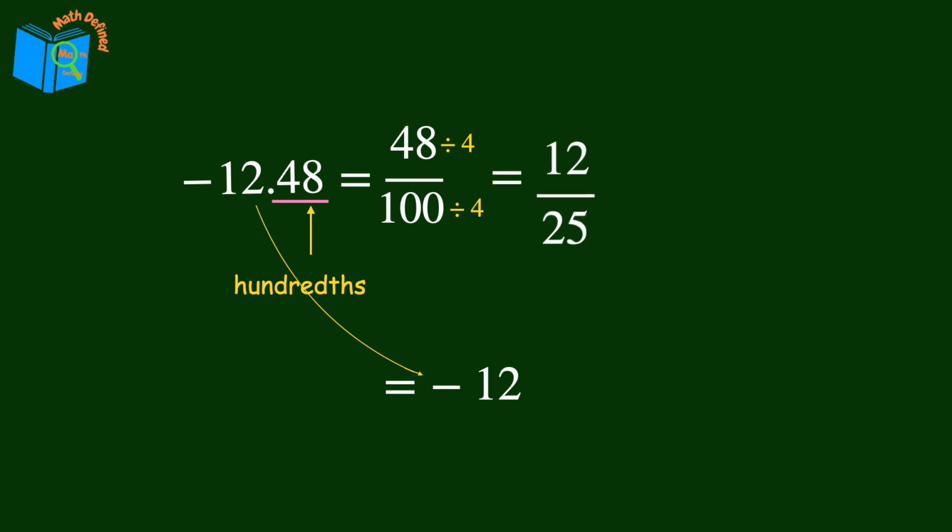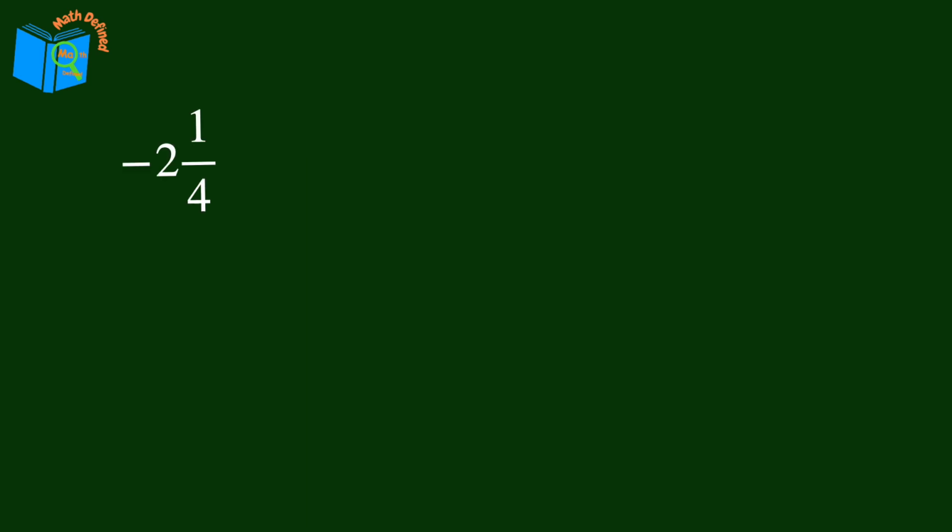And now we'll combine this with the whole number we set aside earlier, giving us negative 12 and 12/25. And that's how you convert negative 12.48 into a mixed number. The whole number stays the same, and the decimal part is converted into a fraction and simplified.